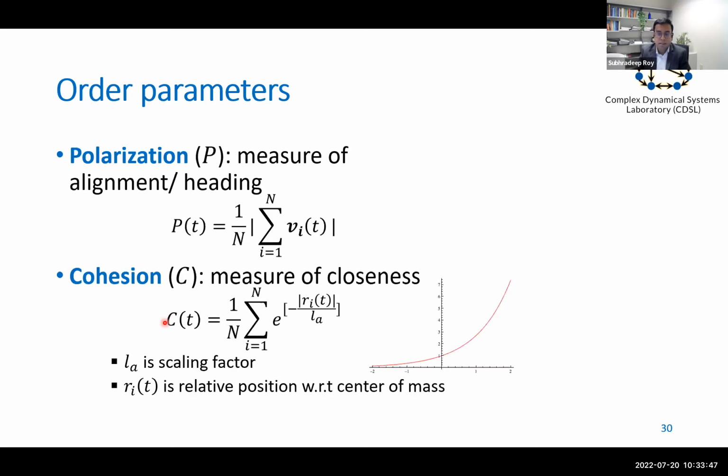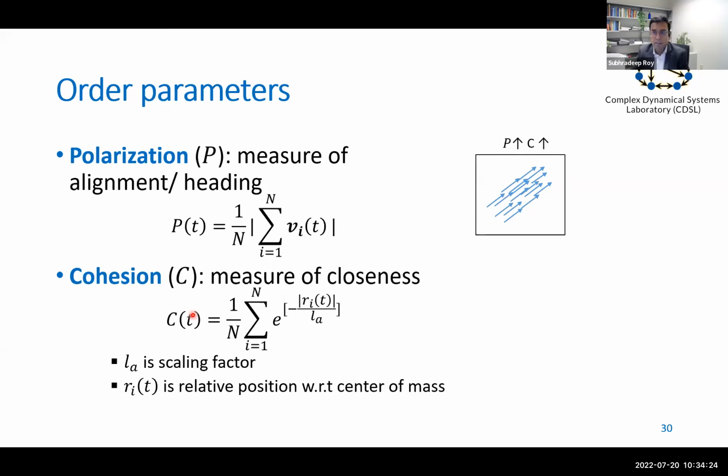And when they are spread out, since this is the exponential graph, there is a negative sign over here. As we increase Ri, minus Ri decreases, the cohesion value would decrease and go near 0. So 0 means they are spread out. 1 means they are perfectly at the center of mass. So these are the two order parameters we're going to use to measure the group level behaviors. Now we have all the preliminaries. Let me give you some examples of polarization and cohesion. This is an instance where we have high polarization and high cohesion because, as you can tell, the group is perfectly aligned. They're also very close to each other. This would be an instance with high polarization but low cohesion because they are more spread out.